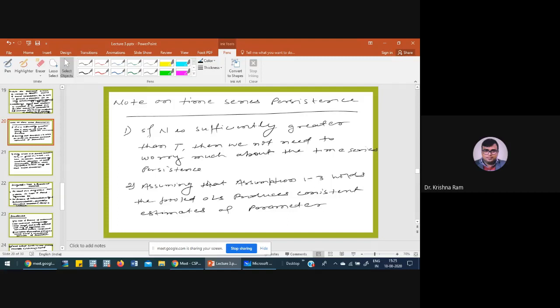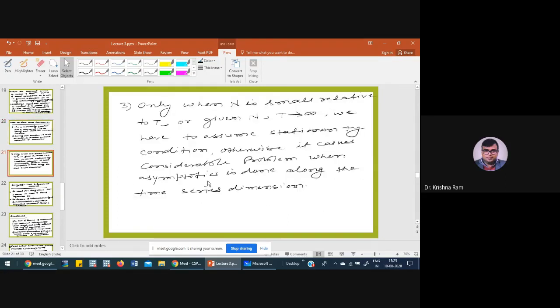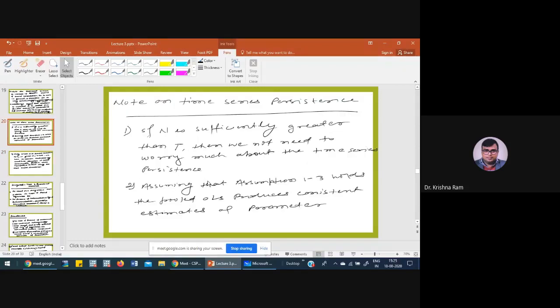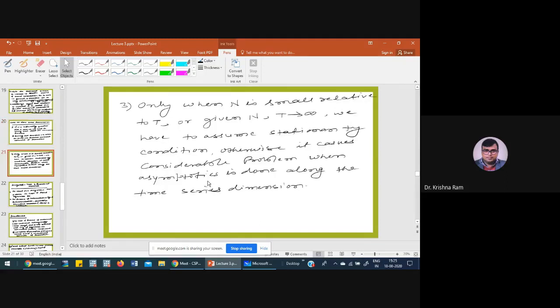So these are the two notes on time series persistence. You must remember, whenever n is sufficiently large compared to t, do not bother about the time series econometrics part in a panel data case. But when n is small compared to t, in that case we indeed bother about using time series econometrics in a panel data case.